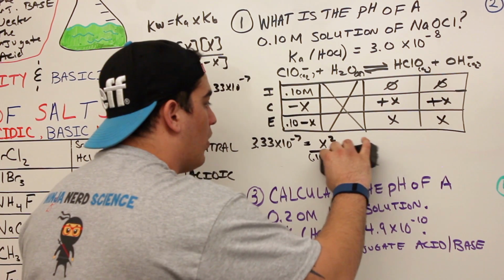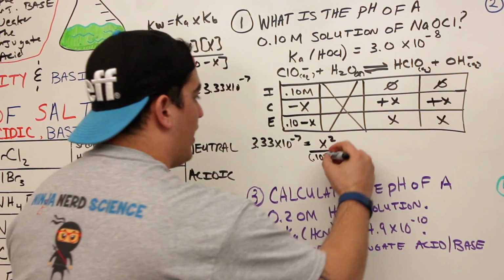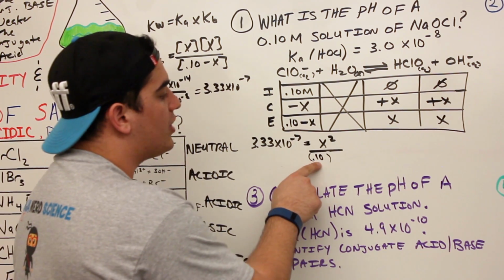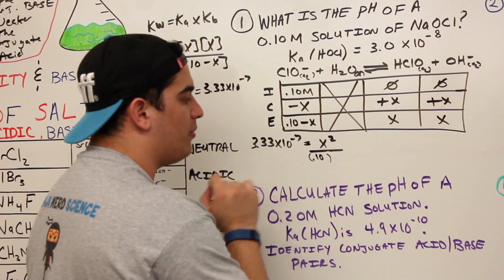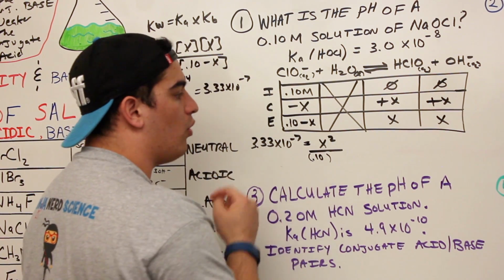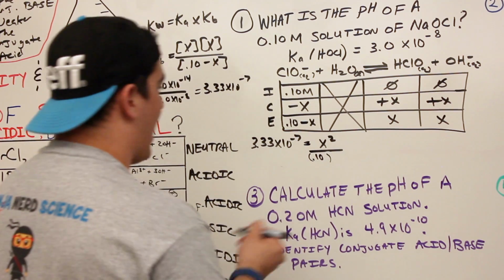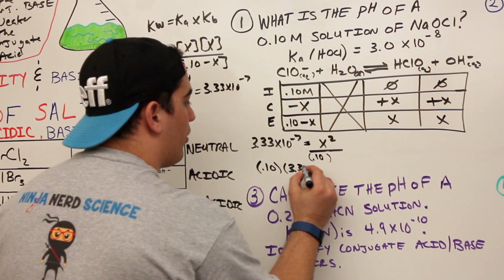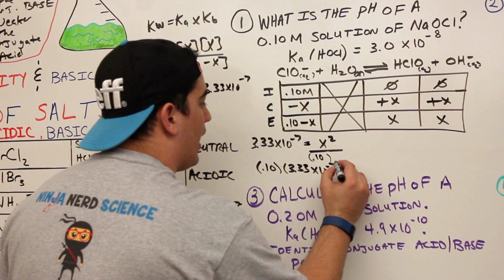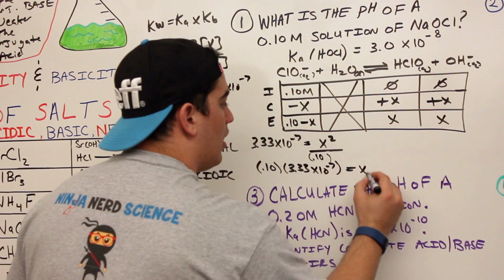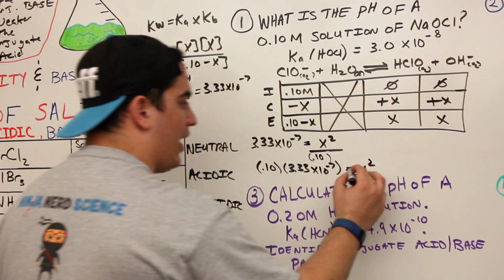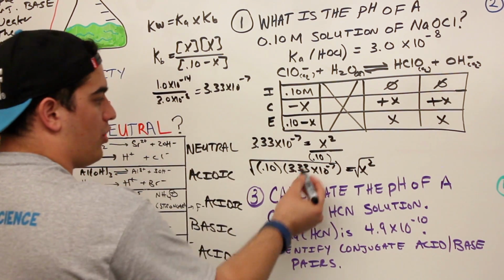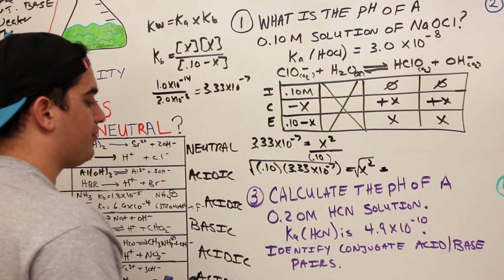It would be 0.10. So again, assume that x is 0. There's a way to check and make sure it always works, but always try to see if you don't have to do it first. Now I'm going to cross multiply and take the square root. So I'm going to do 0.10 times 3.33 times 10 to the negative 7, which equals x squared. Algebraically, you take the square root of this, and you also take the square root of this. So let's plug that in and get what x is.